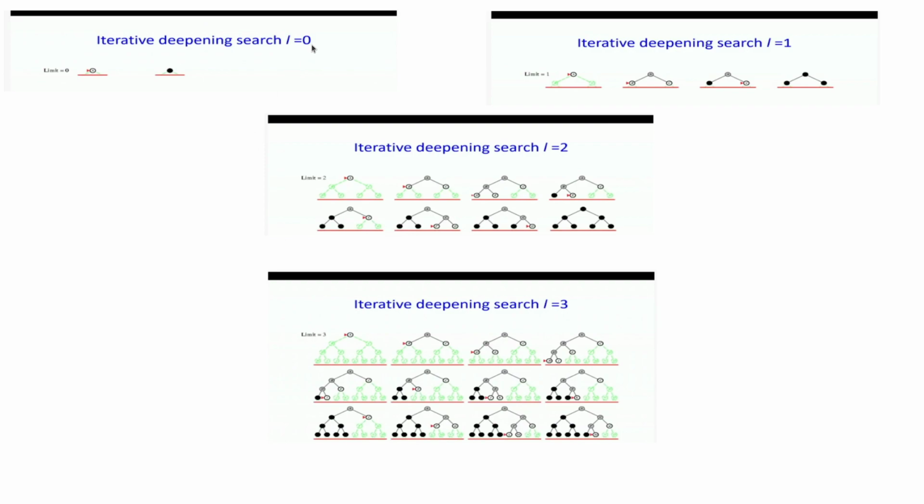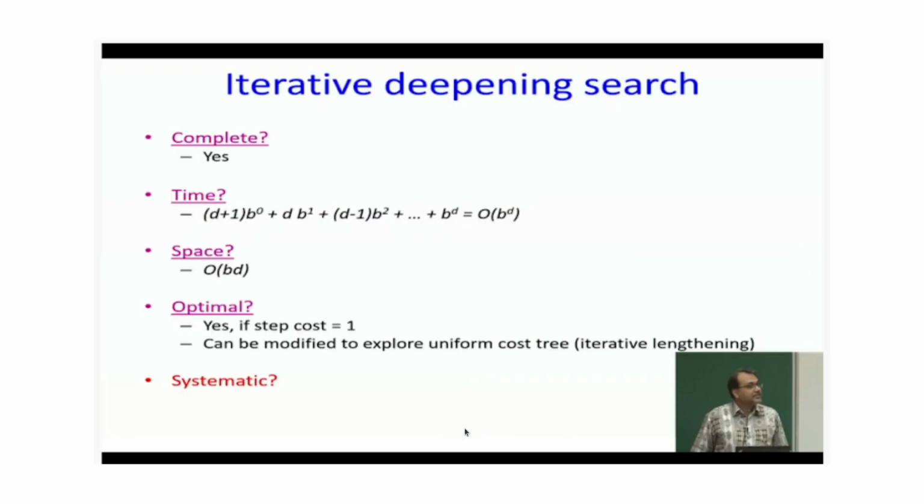Iterative deepening search: if the limit is 0, this is the root node. If the limit is 1, you are expanding one level at a time. Now iterative deepening search equal to 2 means you are going to the second level. With 3, you are going to the third level. So this is the efficacy of iterative deepening.